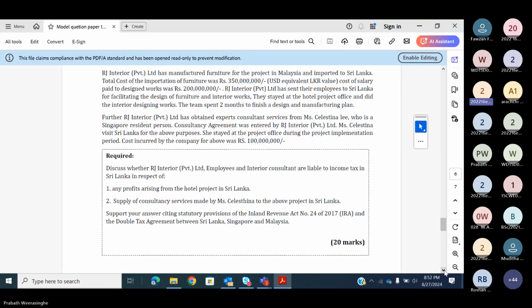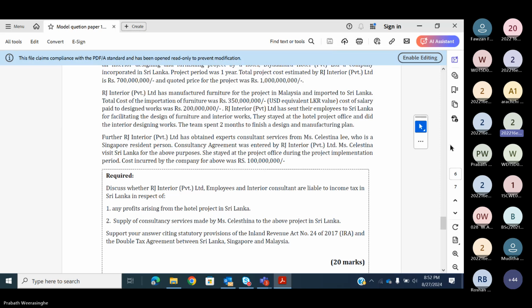Okay, sir, I got it. Thank you, sir. One more doubt about this question. In this case, since RJ Interior is the company from Malaysia sending Miss Celestina to Sri Lanka, doesn't it create a permanent establishment? I mean, basically, a PE is created for the enterprise. In this case, it's created a fixed base. Independent personal income is a fixed base.